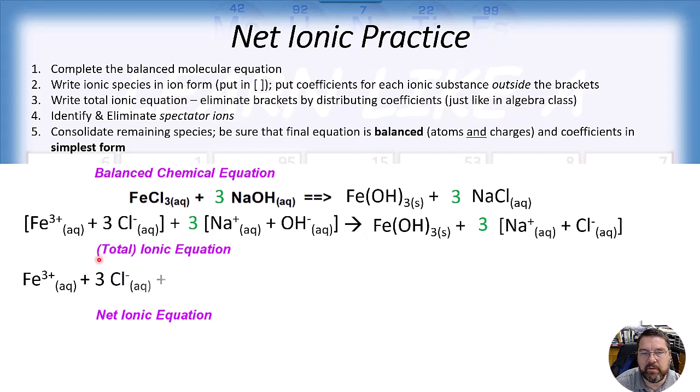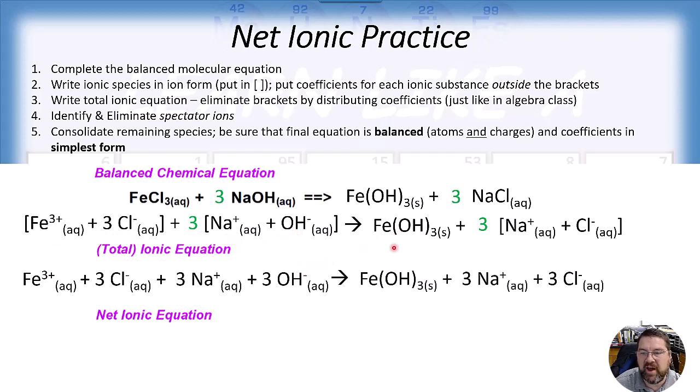Eliminating the brackets then gives us Fe3+ plus 3Cl- plus 3 Na+ plus 3 OH-, all of that yielding Fe(OH)3 solid plus 3 Na+ aqueous plus 3 Cl- aqueous. And again, we can notice that the chlorides are spectating. They appear on both sides, and so they will be eliminated. Sodiums appear on both sides, so they will be eliminated. Those are both spectators.